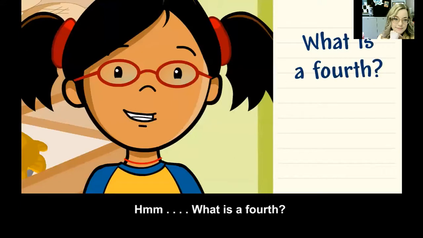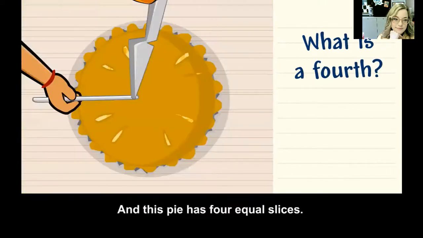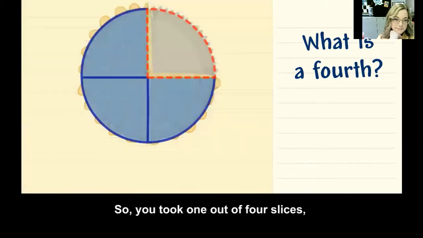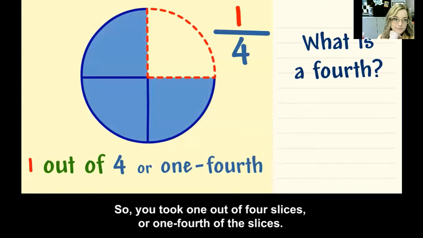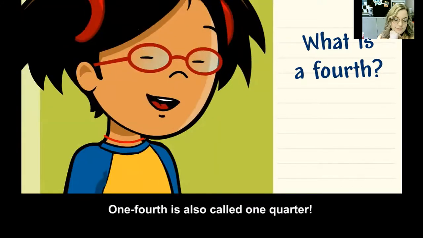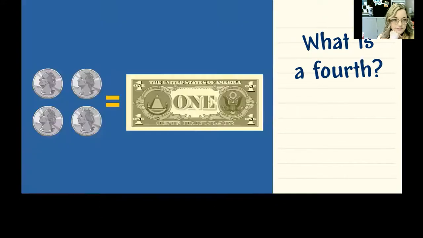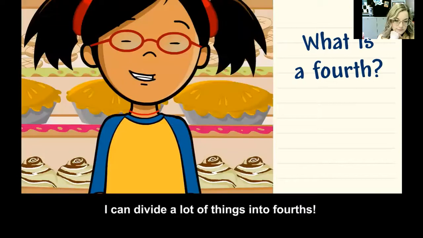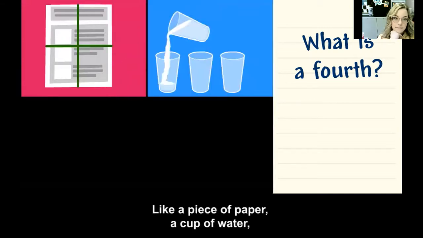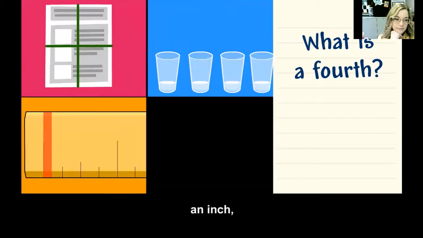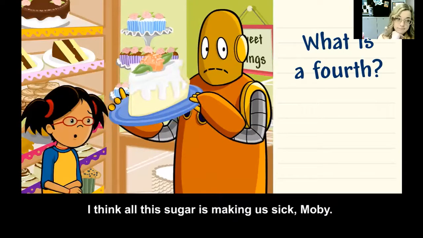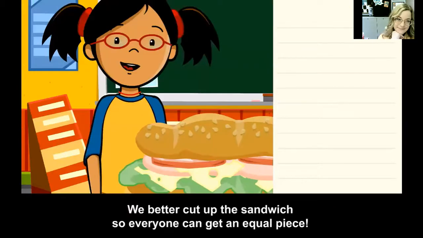What is a fourth? I love apple pie, and this pie has 4 equal slices. You took 1 slice. Phew, so that's you. You took 1 out of 4 slices, or 1/4 of the slices. 1/4 is also called a quarter. Exactly, Moby. There are 4 quarters in a dollar, so a quarter is 1/4 of a dollar. I can divide a lot of things into fourths, like a piece of paper, a cup of water, an inch, or an hour. I think all this sugar is making us sick, Moby. We better cut up the sandwich so everyone can get an equal piece.